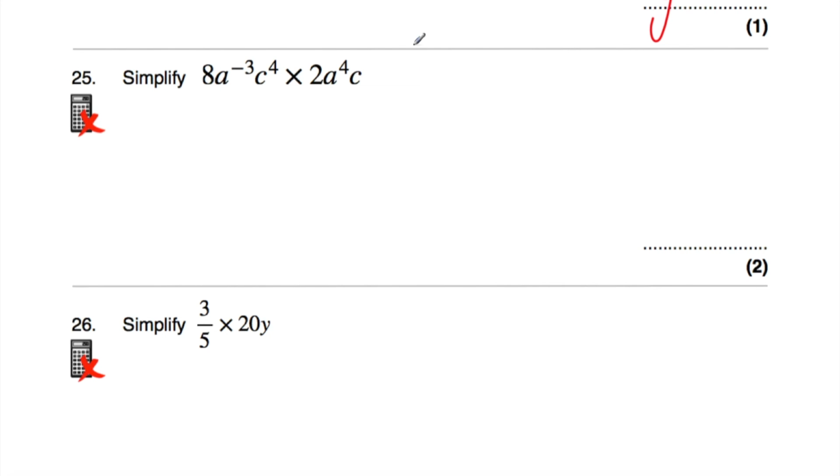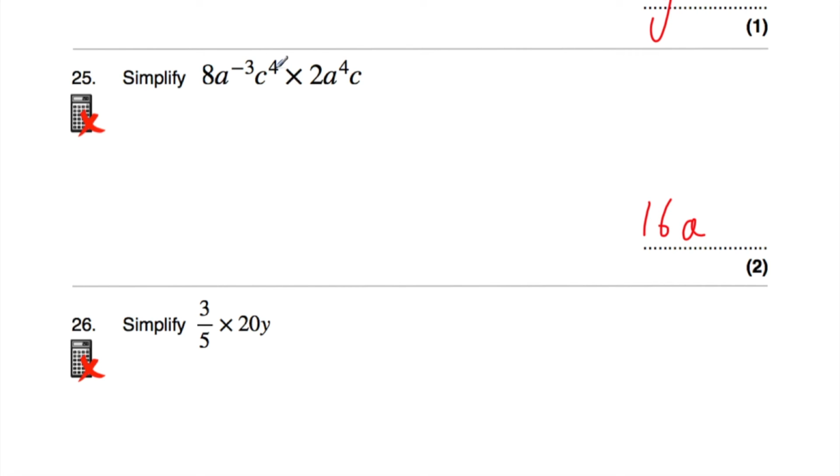Okay, let's have a look at our next question, question number 25. And we've been asked to simplify this. So let's deal with the numbers at the front to begin with. We've got 8 multiplied by 2, that's 16. Now let's deal with the a's. We've got a to the power of negative 3 multiplied by a to the power of 4. So let's add the powers. Negative 3 plus 4 would be 1. So it's going to be a to the power of 1, or just a.